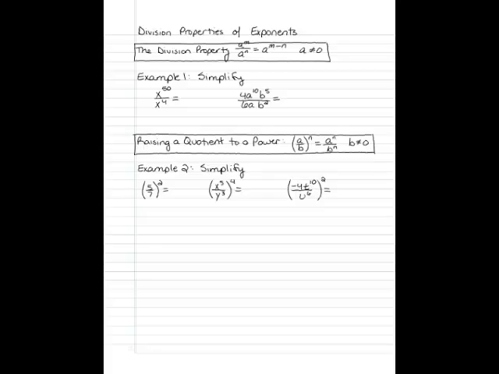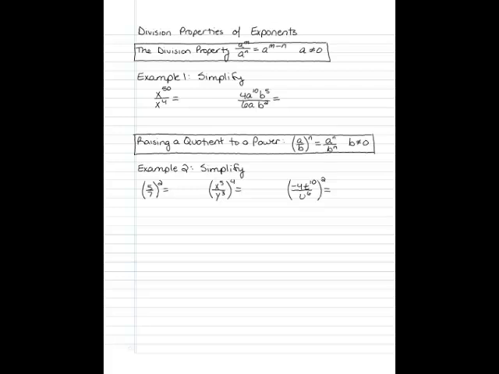In this section, we will be focusing on the division properties of exponents. Now, the division property, as stated here, states that provided the bases are equal, if you are dividing two expressions with the same base, different exponents, the result is the difference between the two exponents. So, for example 1, we have x to the 50th power divided by x to the 4th power.